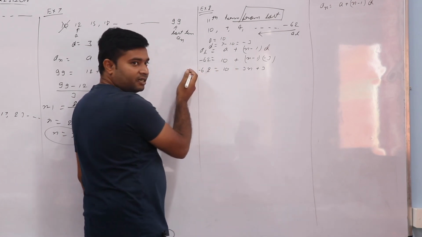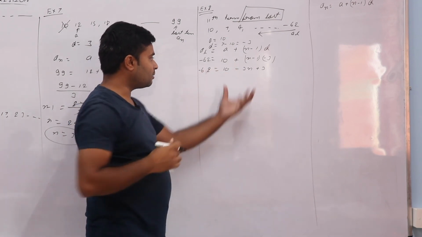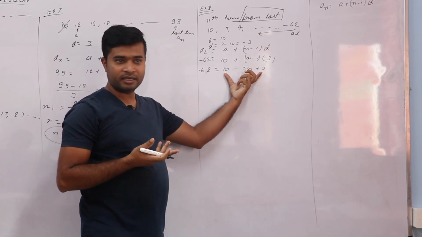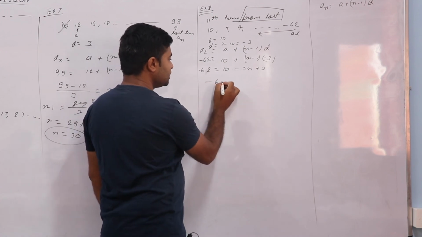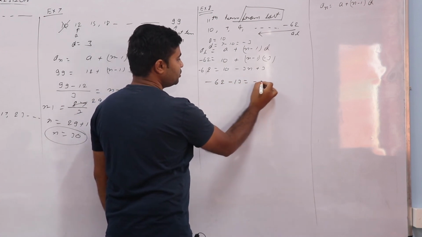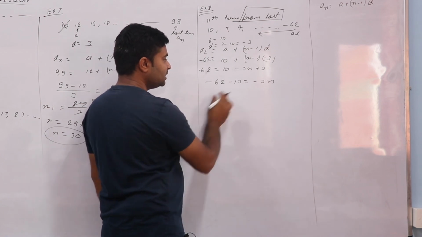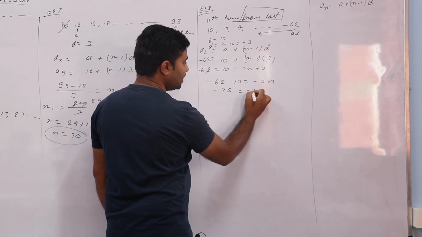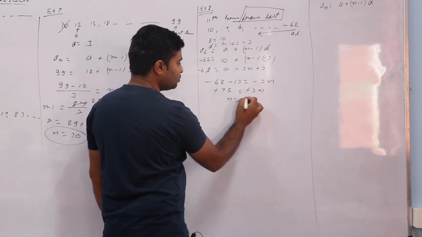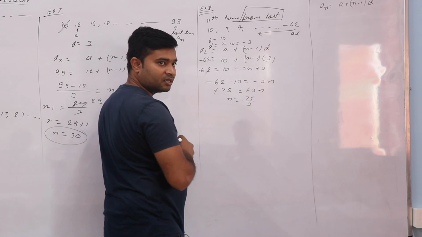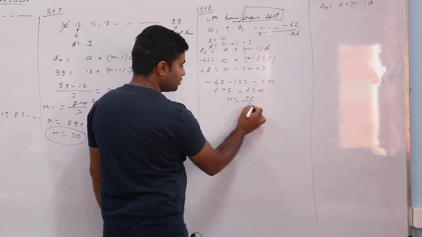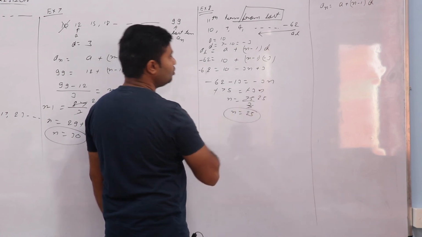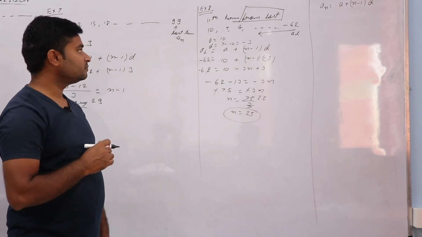Bring this 10 and 3, that is 13, to this side. So minus 62 minus 13 is equal to minus 3n. That becomes minus 75 is equal to minus 3n. Minus and minus cancel. N is equal to 75 by 3, which is 25. So n is equal to 25.